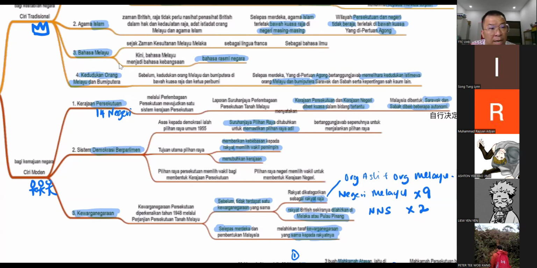Okay. So next is BM. BM is our Bahasa Rasmi Negara and Malay special rights. Okay, this one very important. You must understand why Malay enjoys special rights. It is because the non-Malay get citizenship. The non-Malay get citizenship. Malay get special rights. That is the deal. When non-Malay demand for equal rights, that's when Malay will demand, take back the citizenship.